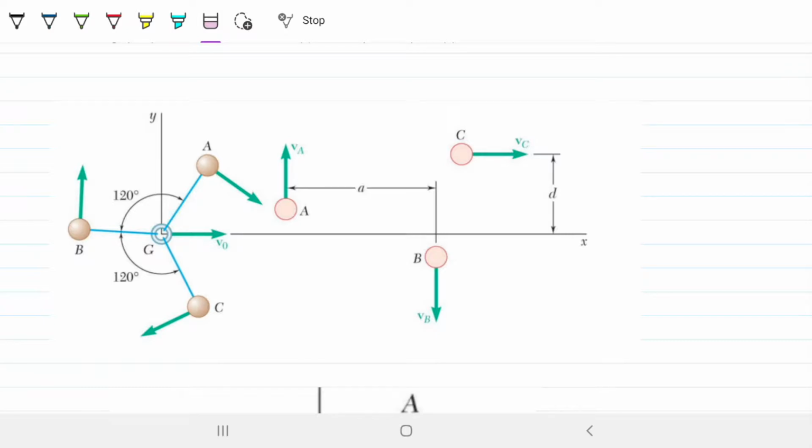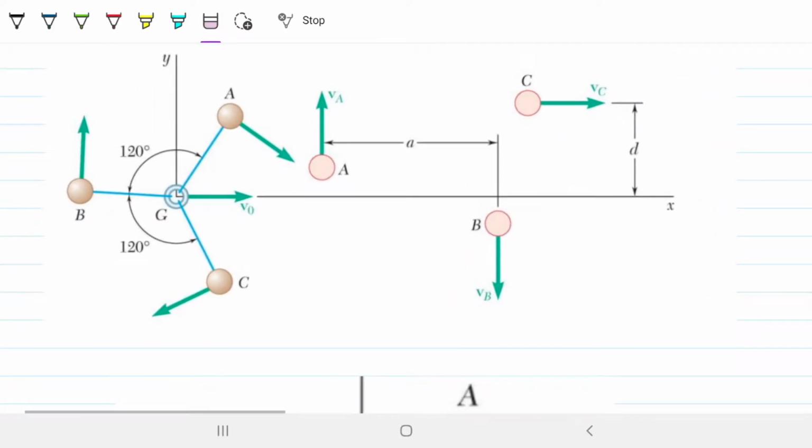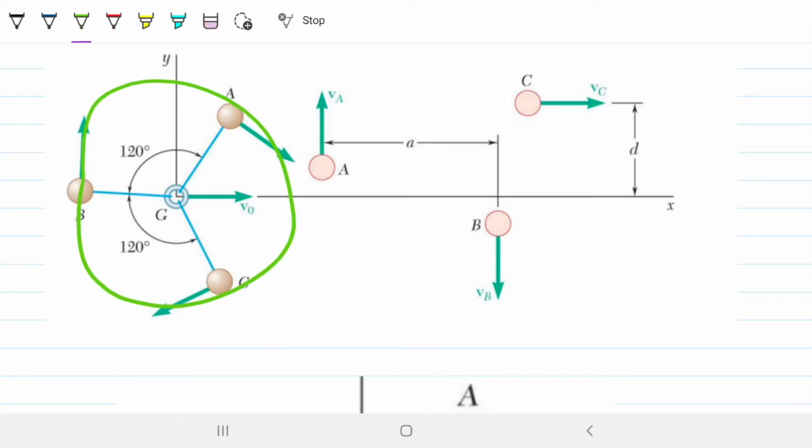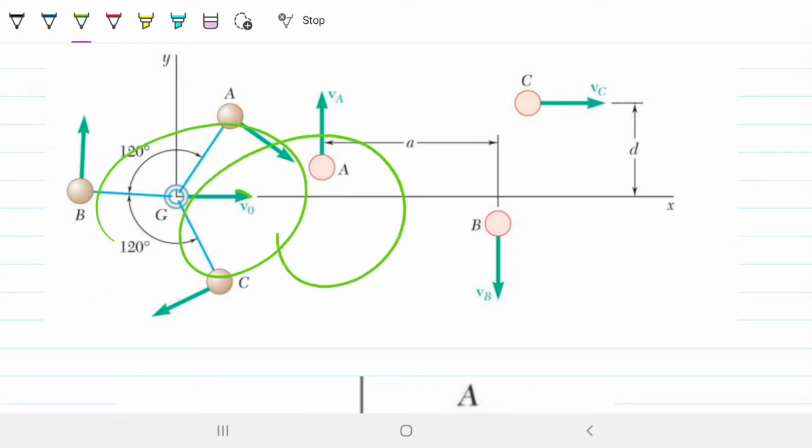Today we're looking at a problem that is kind of complicated, but we're going to break it down into simple components. We have these three spheres here that are rotating about this ring G, but the ring is also going with the velocity to the right-hand side of this drawing. So the whole thing is spinning and going sideways like so.